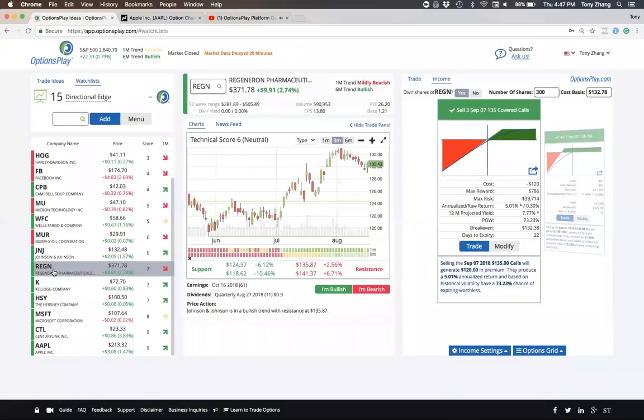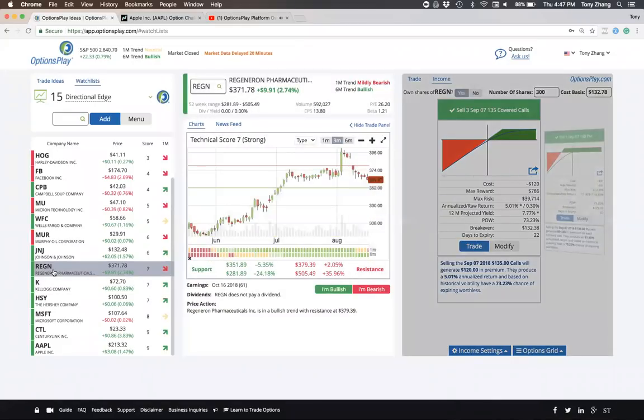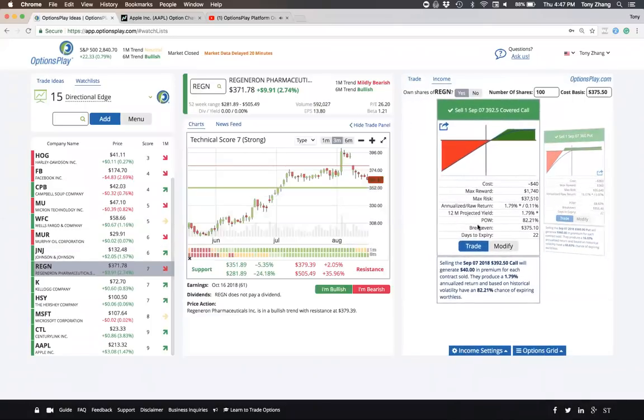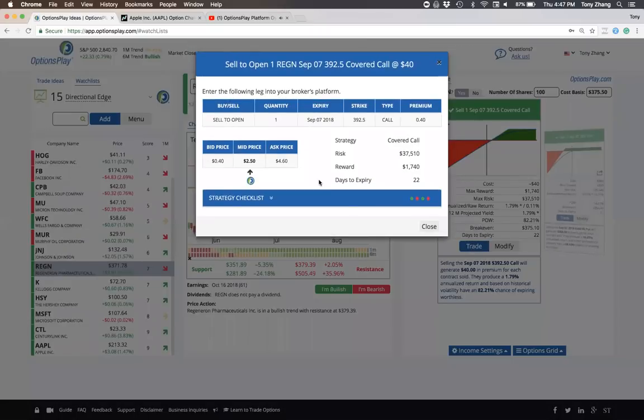Here, I can click on a symbol, and within a few seconds know exactly where my starting point is, have all the information that I need to know as to whether this is a trade that I want to make, and if this looks attractive enough to me, then all I have to do is hit the trade button and I get all the information I need in order to place this trade in my broker's platform.